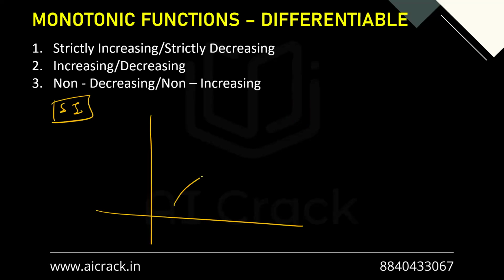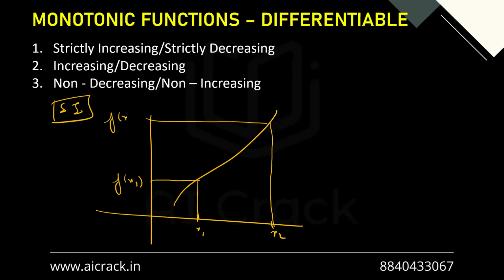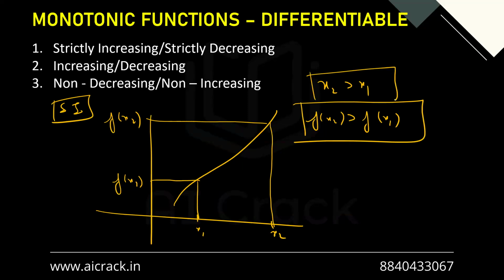The first definition is the same as the previous one. We have x1 over here, we have x2 over here, and for x1 we have f of x1, and for x2 we have f of x2. Now when we say x2 is bigger than x1, that implies f of x2 is also bigger than f of x1 in case this function is strictly increasing. Strictly increasing means f of x2 is bigger than f of x1 given that x2 is bigger than x1. That was a basic condition.